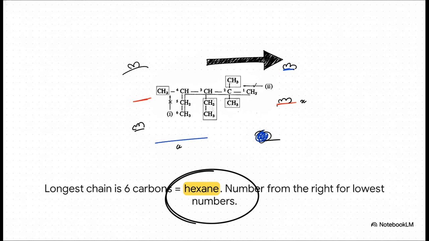So, let's try it on our molecule. First, what's the longest continuous chain? If you count it out, it's 6 carbons long. So, the last name is hexane. Now, we number it. If we start from the left, the first branch is on carbon number 3. If we start from the right, hey, the first branch is on carbon number 2. 2 is lower than 3, so we have to number it from right to left.